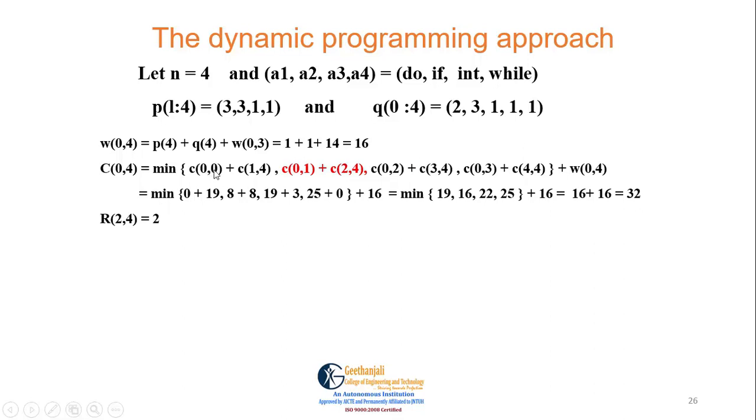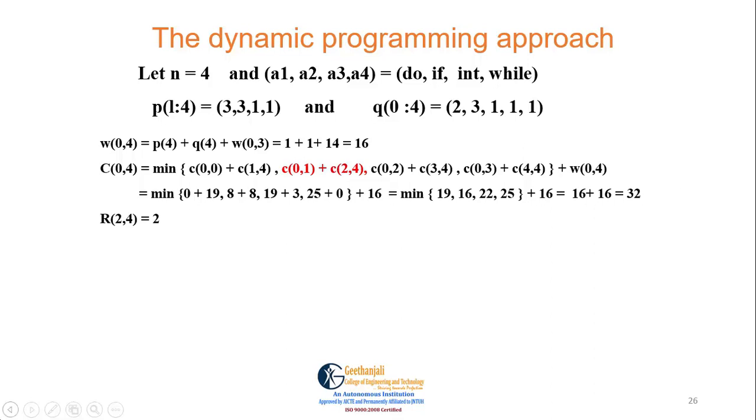So the minimum of C of 0, 0 is 0 plus 19, 8 plus 8, 19 plus 3, 25 plus 0. Among these, which is the minimum value here? The 16 is the minimum value. So 16 plus 16, the total value you are getting is 32. So how are you getting 16 actually here? Because of the second value. What is the second value? This one. C of 0 comma 1 plus C of 2 comma 4. So it means if I select the A2 element as a root element, I am getting the optimal solution, that is 32.